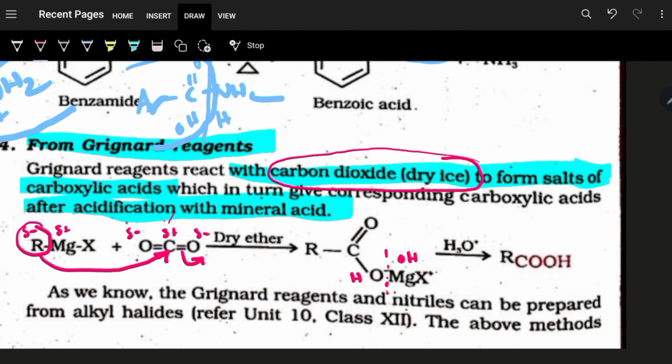So here the C end gets a delta positive character, for which the R minus, having a delta negative character, can attack the carbon end and oxygen opens up, becomes O minus. So this is carbon dioxide, C double bonded O remaining as it is, and O minus holding MgX. So it becomes OMgX. Followed by hydrolysis in acidic condition, the bond breaks and oxygen holds H and the magnesium holds OH. So I get RC double bonded O OH plus MgOHX. This is what is happening.